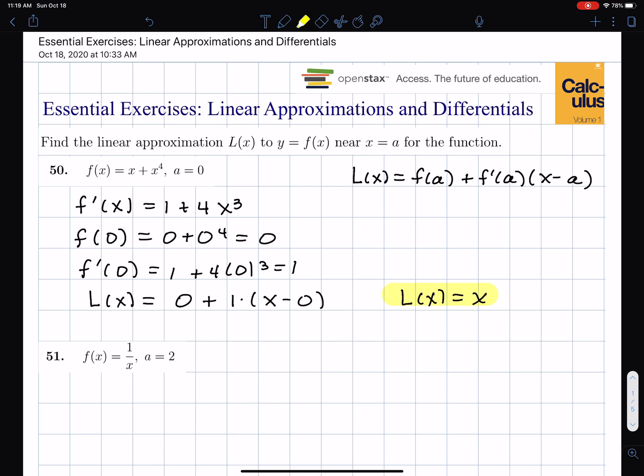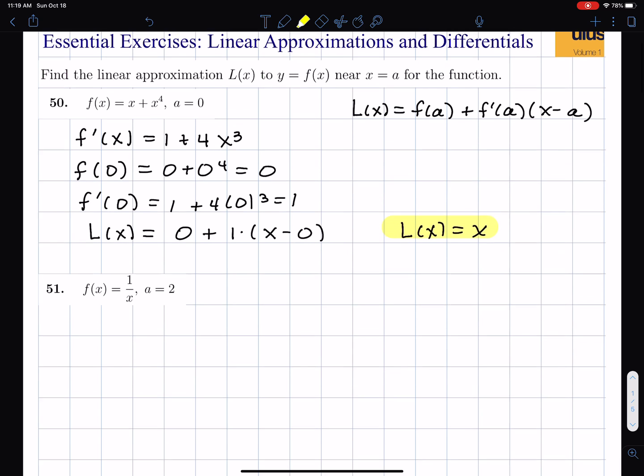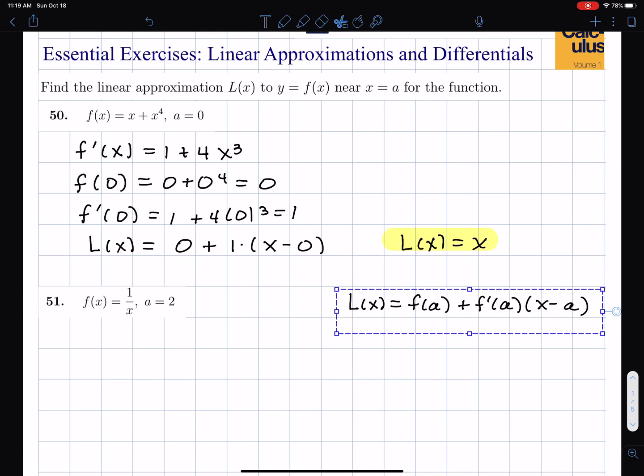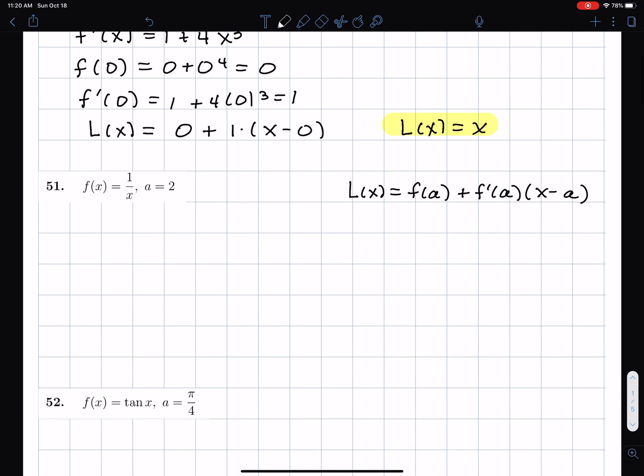So an approximation, say, of f of 0.01 is just putting in 0.01 for x rather than having to put it into the full function. All right, let's check out this next one here. Same stuff, where first I find the derivative and then I plug in a.